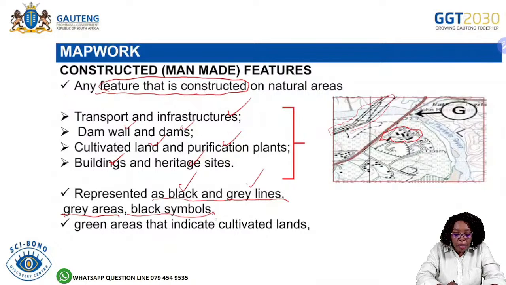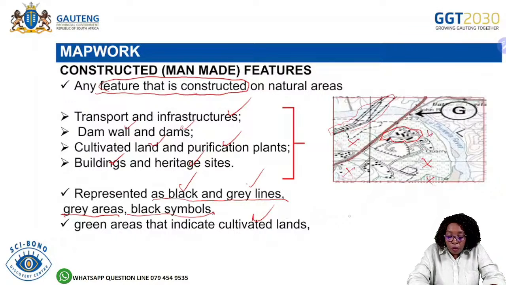Green areas would indicate man-made features such as cultivated lands. So it would be cultivated lands that we can identify here, and you can also identify the orchards and the vineyards. All these green symbols are according to your conventional symbols. So those are the green areas that you can identify there.